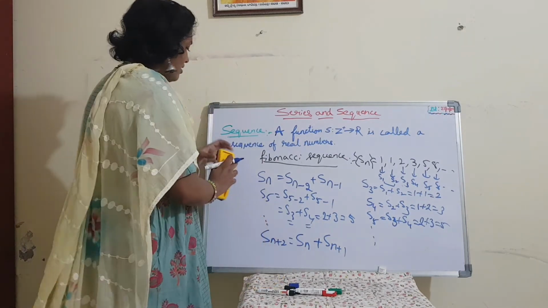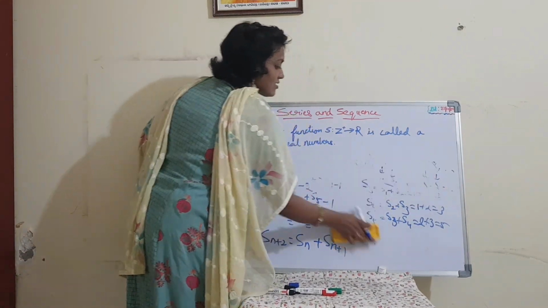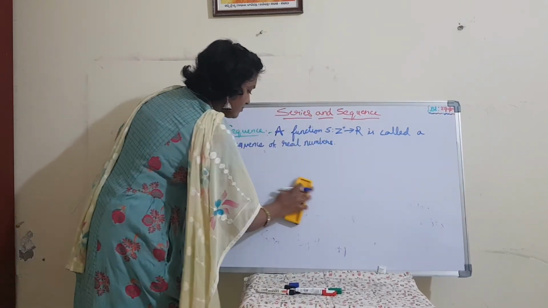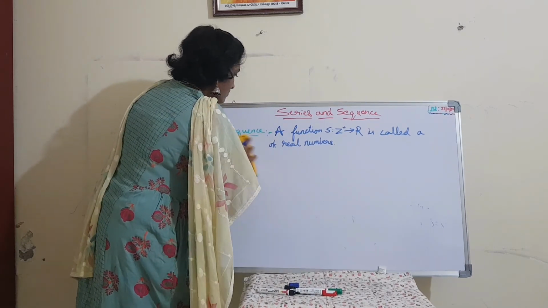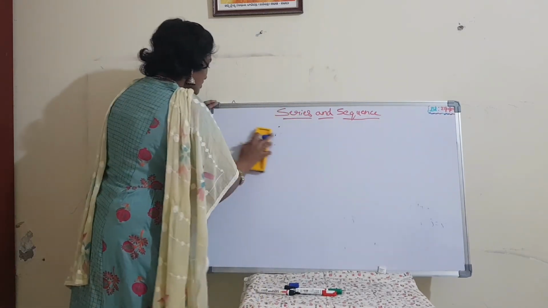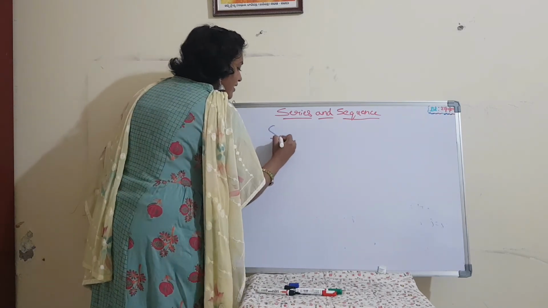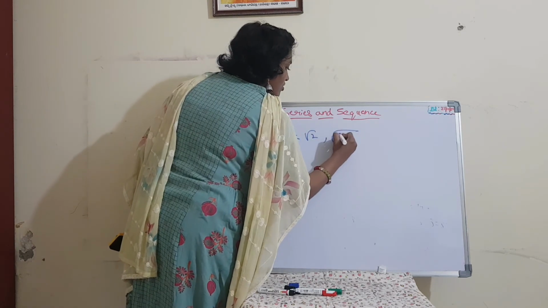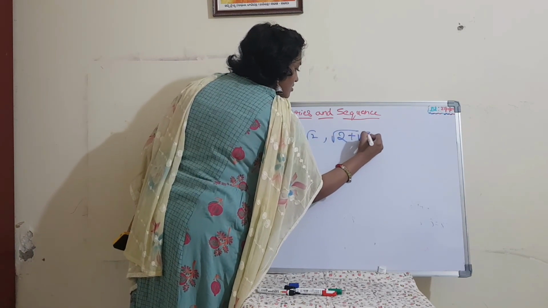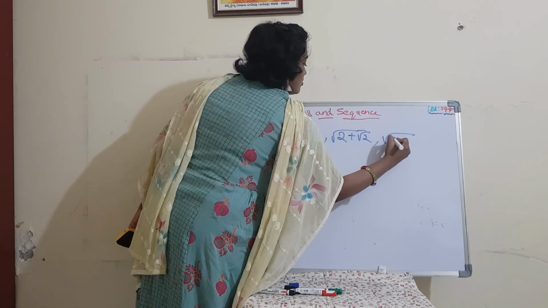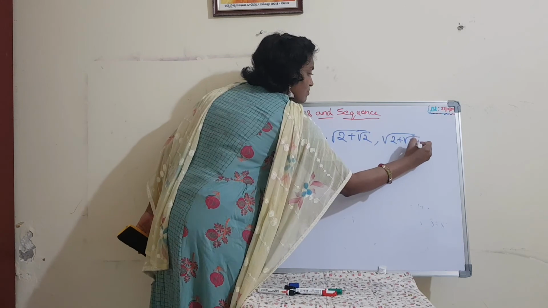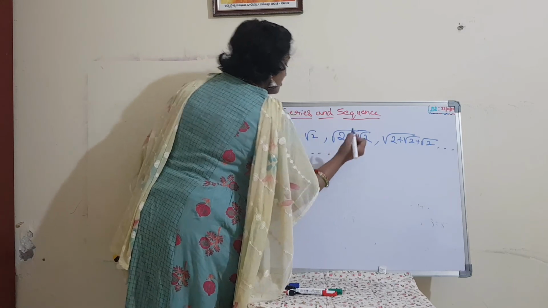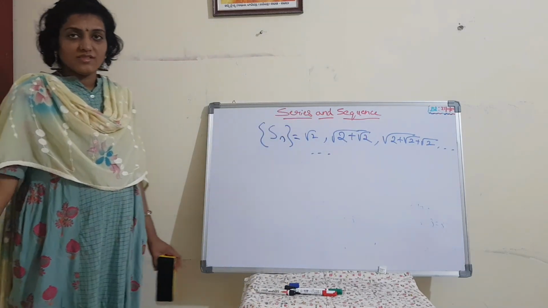And another example of a sequence: Sn is root 2, root 2 plus root 2, root 2 plus root 2 plus root 2. This is also one type of sequence.